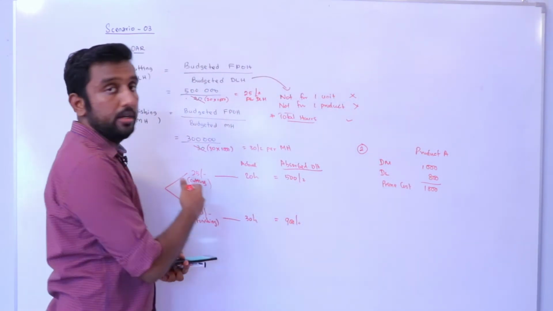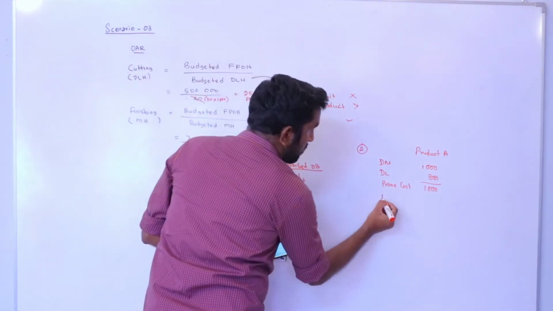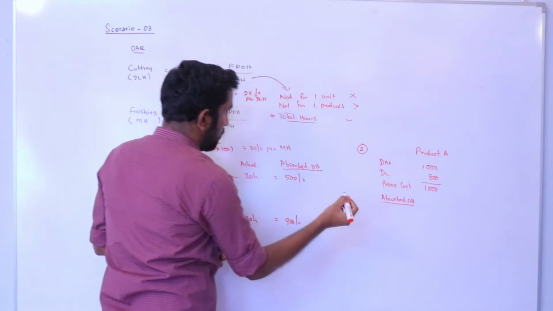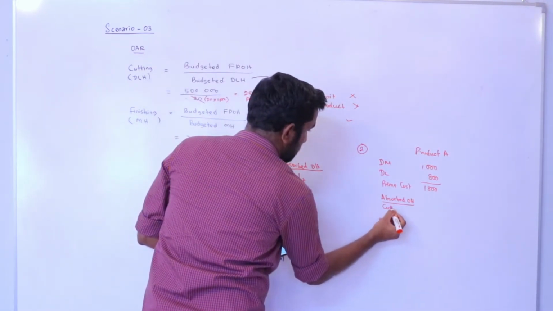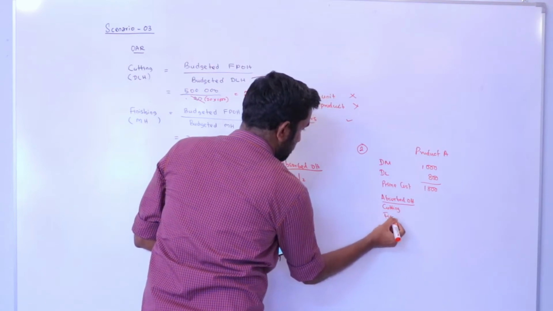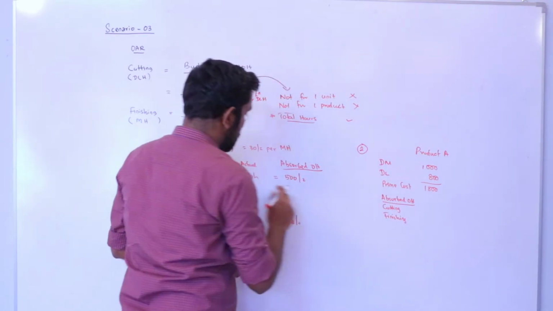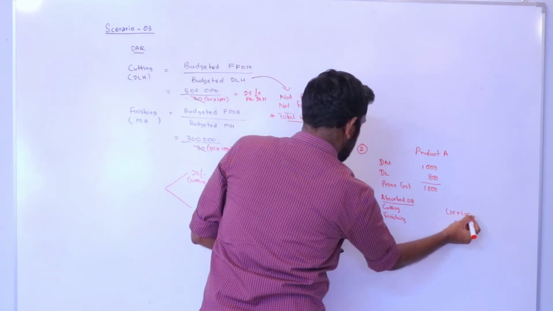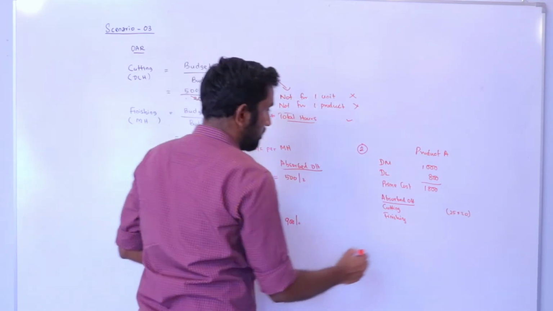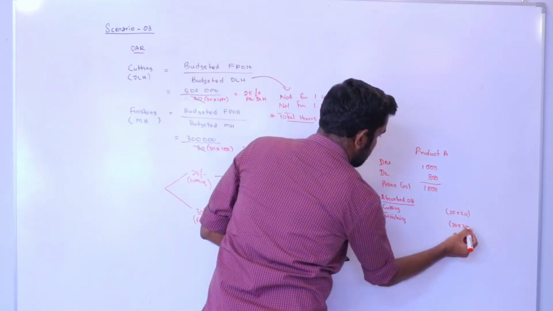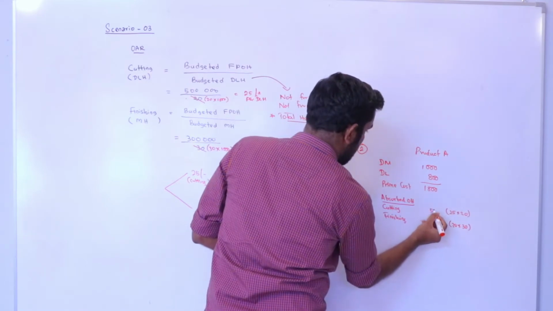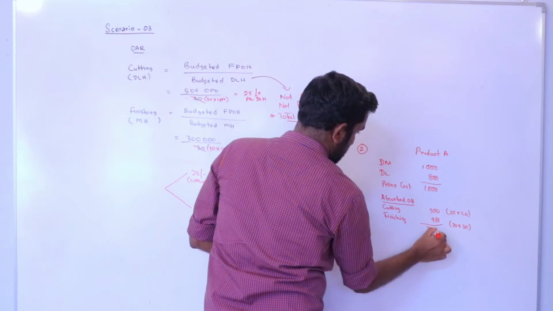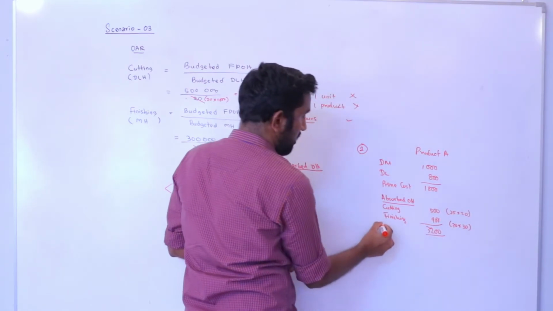Then you already found the absorbed overheads. So I would write absorbed overheads for the two departments, cutting and finishing, and you have to show how you found it. I write 25 into 20 and 30 into 30. So this is 500 and this is 900, giving 3200. This is the production cost.